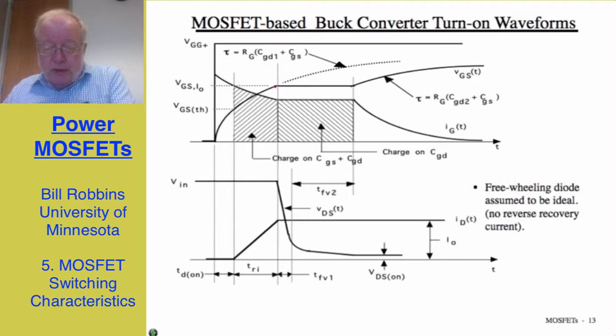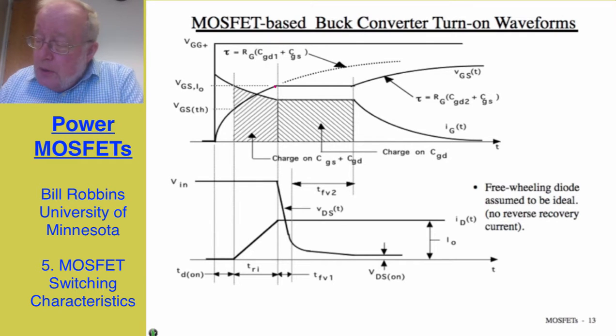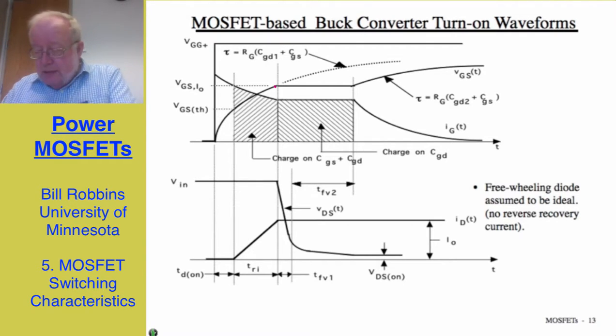And so again, using our equivalent circuit, I could estimate T sub Ri if I know all the capacitance values and the value of Rg and the power supply voltage V sub GG plus. At this point, the gate to source voltage becomes constant, and it's forced to become constant because we have a constant current going through the MOSFET, and the external circuit will only provide that current. And so at this point, the gate to source voltage remains fixed, and all of the gate current now flows through the gate to drain capacitance toward the positive power supply and then down to ground.